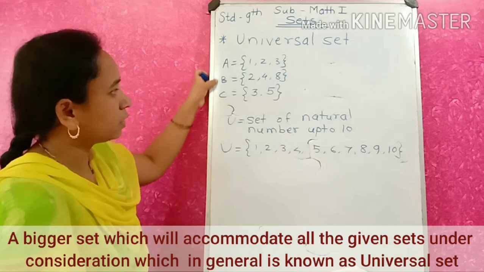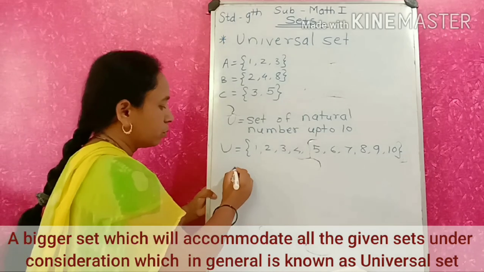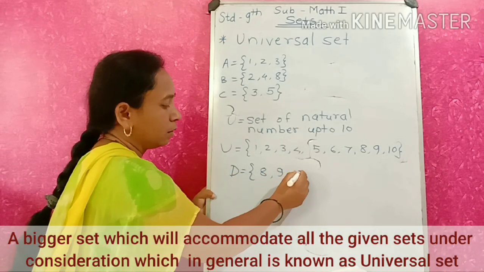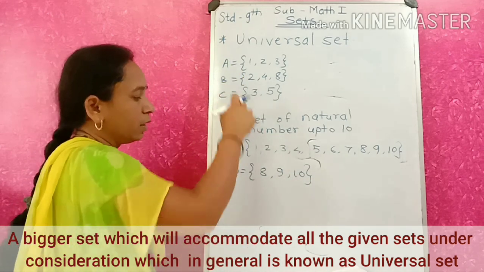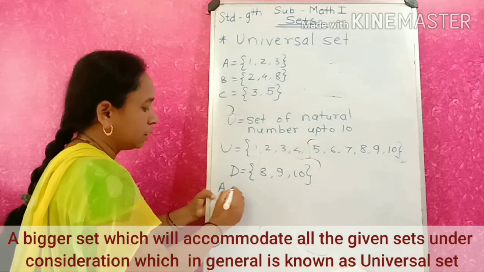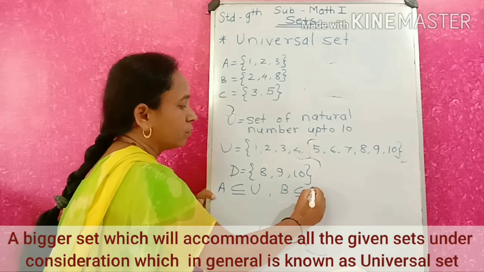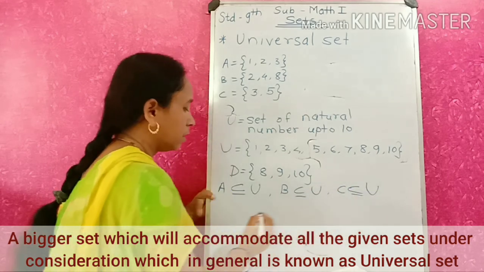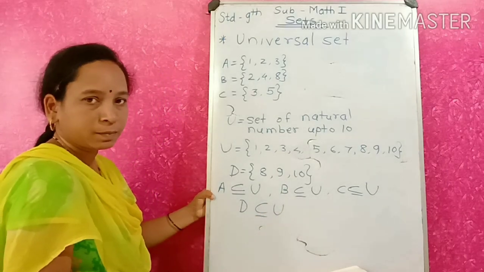So here I have written only 3 subsets, but you can get a few more. So I'll write the D set, for example, 8, 9, 10. And all the elements of these sets A, B, C and D you can find in set U. So here you can say that A is a subset of the universal set, B is a subset of the universal set, C is a subset of the universal set and D is also a subset of the universal set.